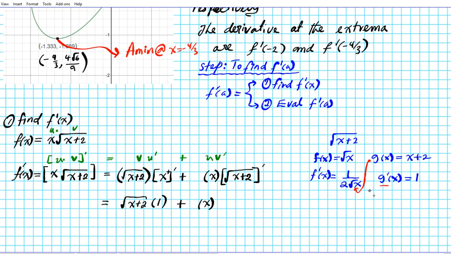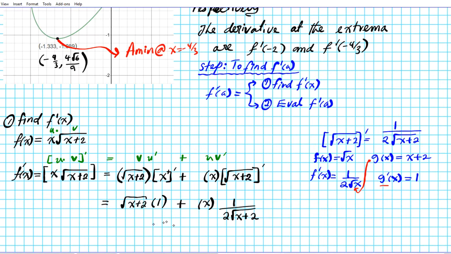Alright, so when we put everything together, the derivative of this function, root x plus 2 prime, is simply going to be 1 over 2 root x plus 2 times 1. Alright, so we can go ahead and insert that value here. We have 1 over 2 root x plus 2. Alrighty. Now we can go ahead and evaluate the derivative at this point in time.